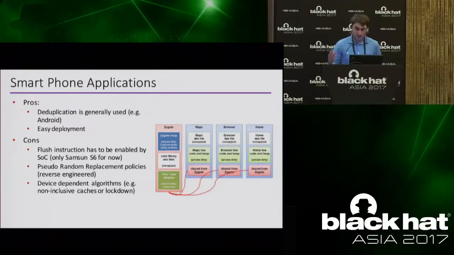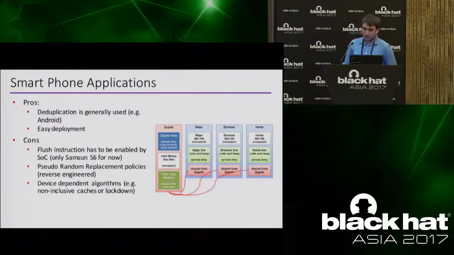On the con side, as I said before, the flush instruction is actually difficult to find in smartphones, so only the Samsung S6, for now, that we know has it enabled by user space. Also, we see pseudo-random replacement policies in caches, which actually make things difficult to perform, right? Although they have been reverse engineered, they are still not as tricky as with Intel or x86 devices, for example. And also the scalability problem, right?